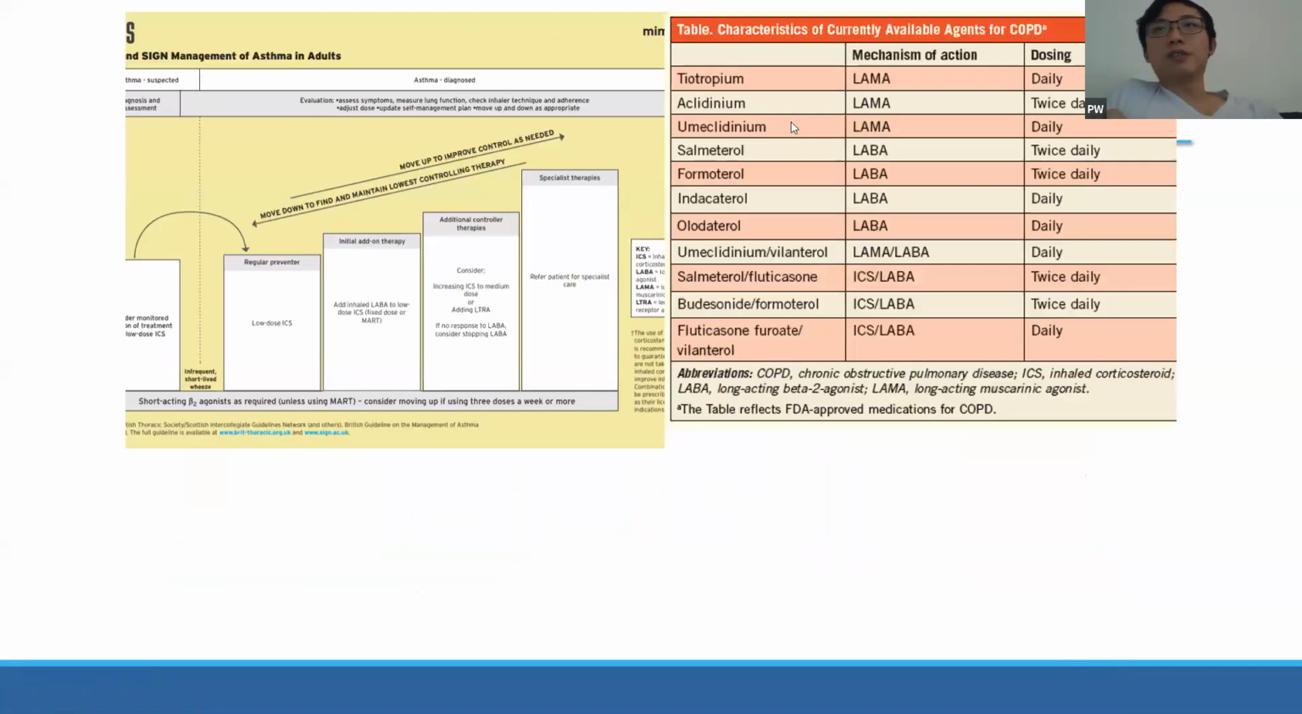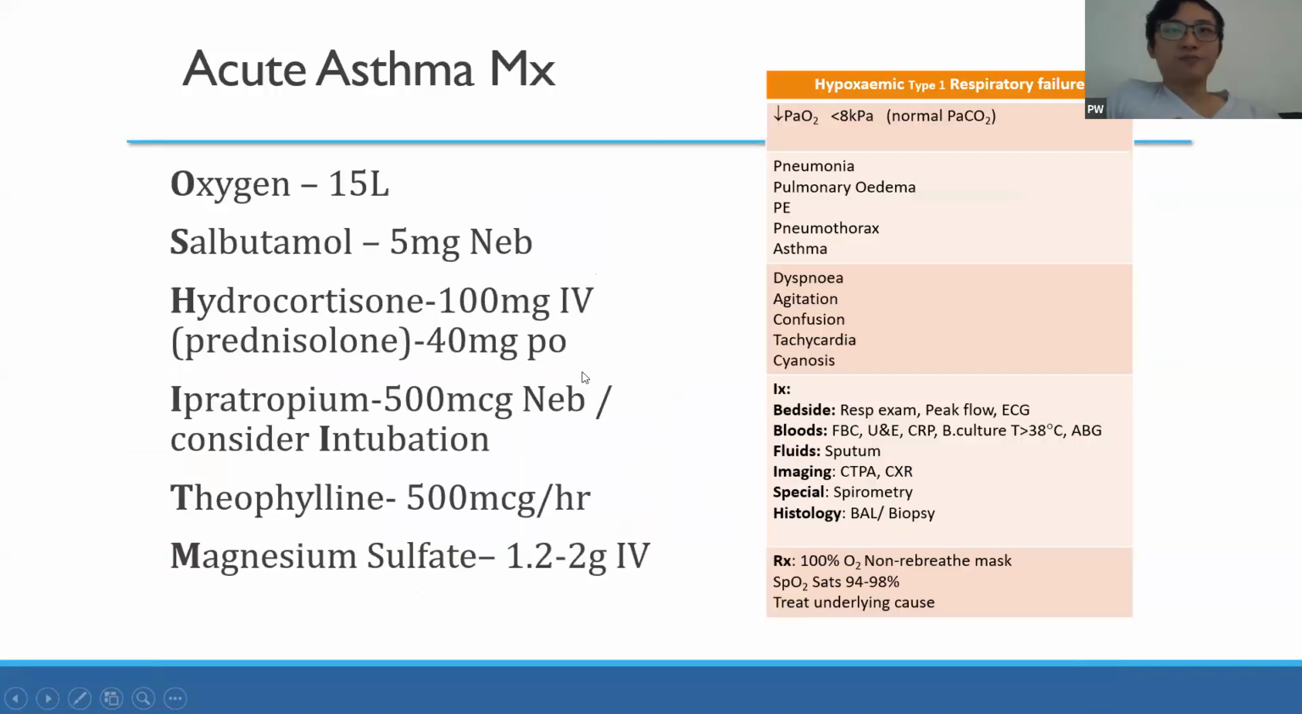Okay, so here's a list of various LABAs, LAMAs, ICS, things that you can take. And it's similar for COPD. So we're going to talk a bit about acute asthma management now.